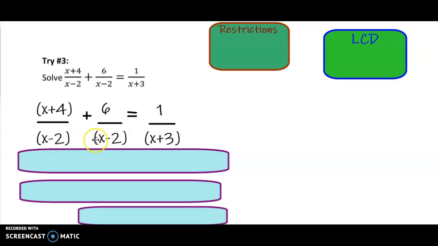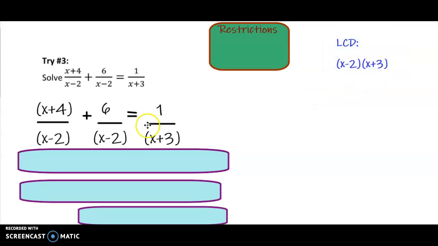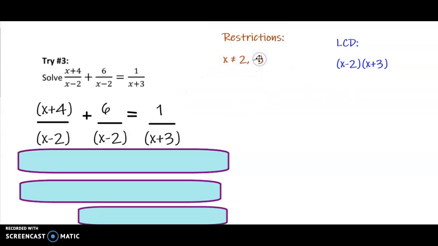So we look at our denominators. We have an x minus 2, another x minus 2, and x plus 3. So our least common denominator is just x minus 2 and x plus 3. You don't have to do x minus 2 twice, even though it appears twice. So that means my two restrictions would be x cannot be positive 2 or negative 3, because that would make a denominator 0 in my problem.